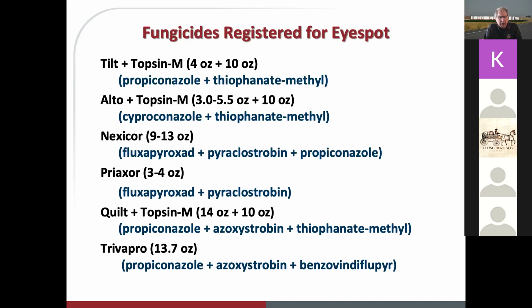Some newer things into the market, Nexicor and Priaxor, both have this active ingredient in them, the fluxapyroxad, which is pretty effective against the eyespot fungi. They also contain a strobilurin fungicide, the pyraclostrobin, which is not as effective against the eyespot fungi. And the Nexicor has the propiconazole in it as well. Then you look at a Quilt Xcel mix down there, propiconazole, azoxystrobin, thiophanate-methyl. I'll tell you in that mix that the azoxystrobin is not particularly effective against the eyespot fungi. So that basically means that you've got a propiconazole, thiophanate-methyl mix.